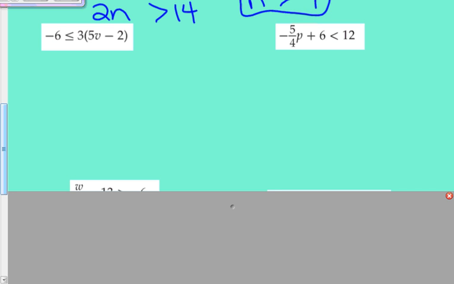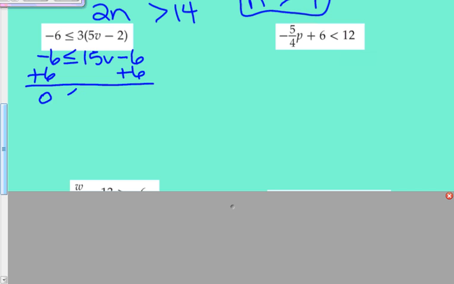In this problem, you're going to see parentheses, which means we need to do distributive property to get rid of the parentheses. So it's negative 6 less than or equal to 3 times 5v is 15v, and 3 times negative 2 is negative 6. And now we can continue by solving, adding 6. This makes 0 less than or equal to 15v, because these are gone.